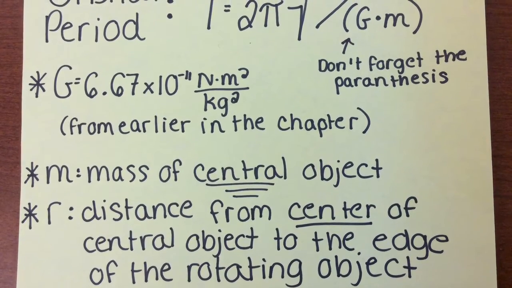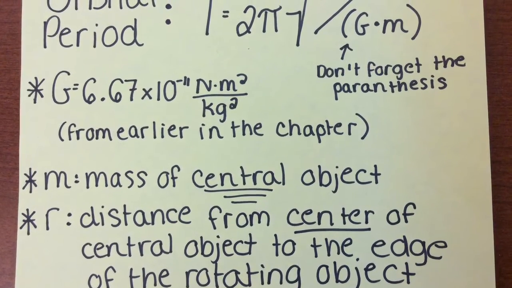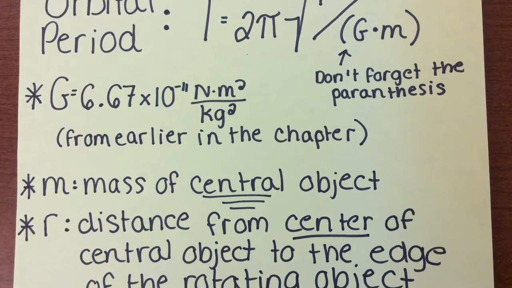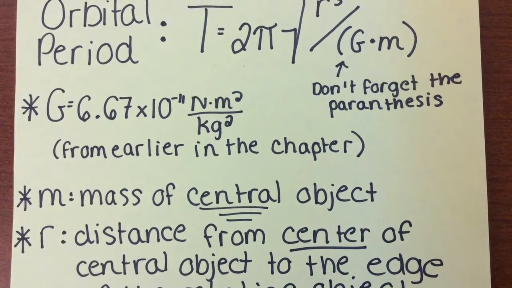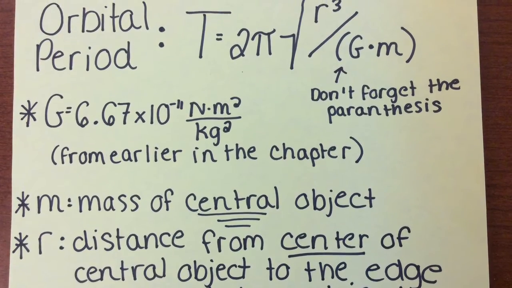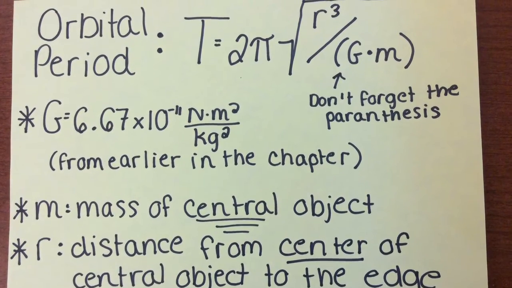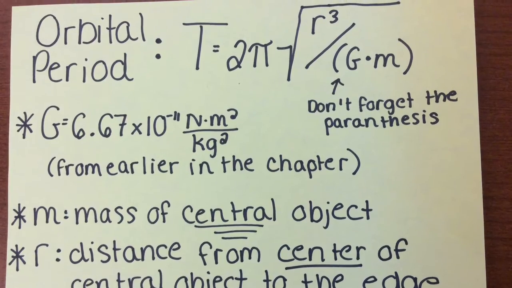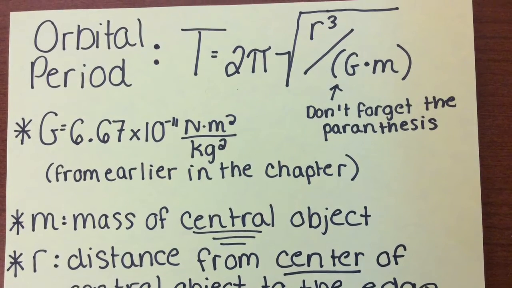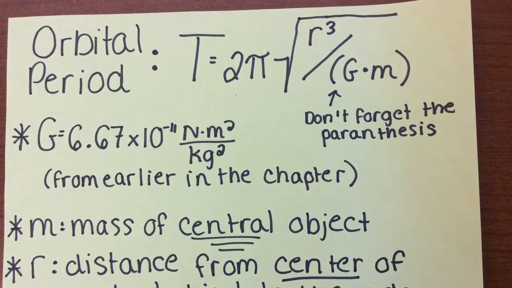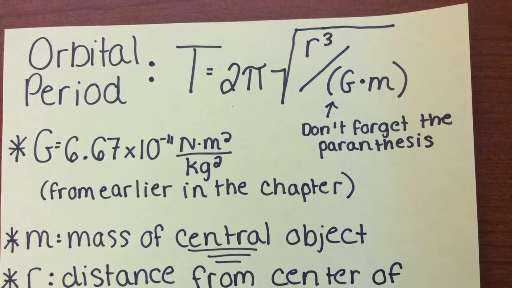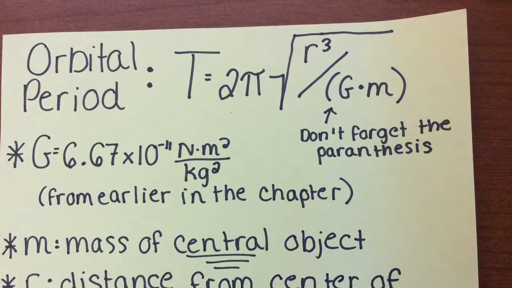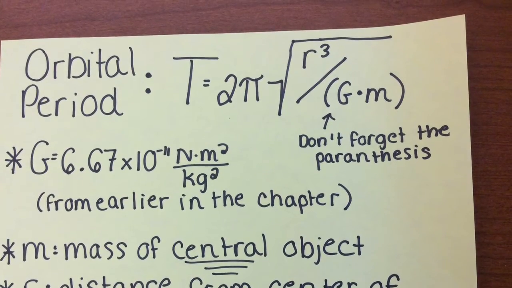Orbital period is going to be how long, so you're looking for a time interval, how long it takes to get around the central object. It's how long it takes for the orbit to take place. Again, your mass is the mass of the central object, and your r, your distance, is going to be from the center of the central object out to the edge of your rotating object.